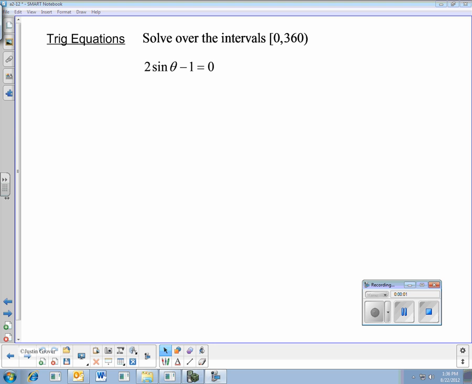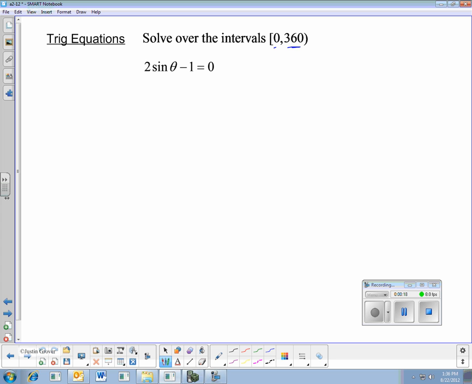Solving trig equations. This particular equation, we're asked to solve over the interval of 0 to 360. And that's interval notation, meaning that we're not including 0 as one of the angles. That's just kind of the limit. But we are including 360, so 360 could be an answer.